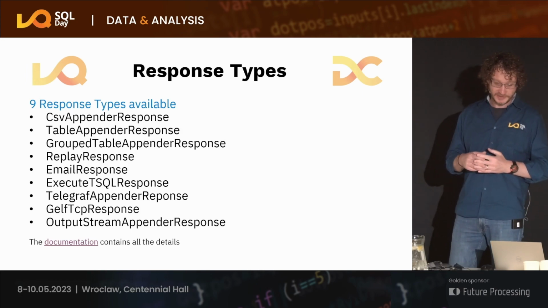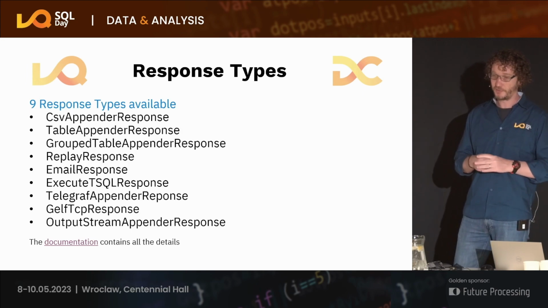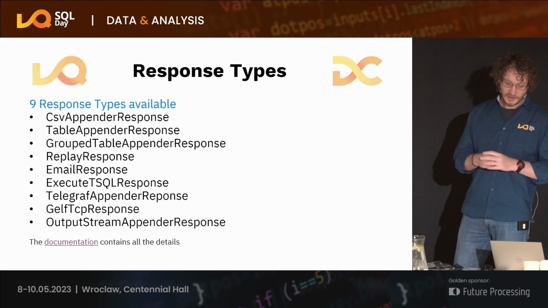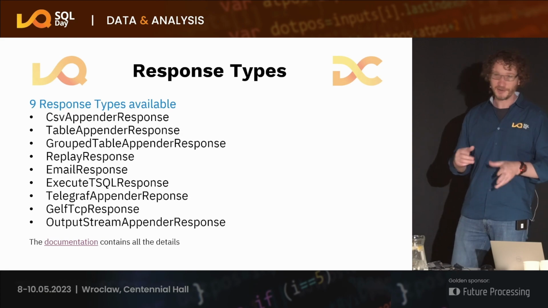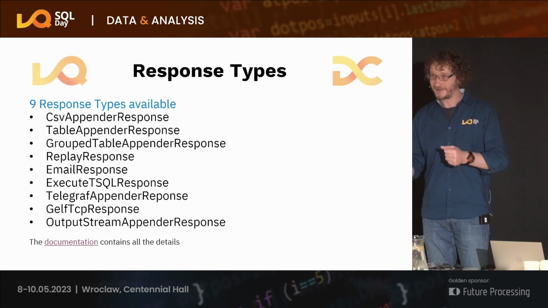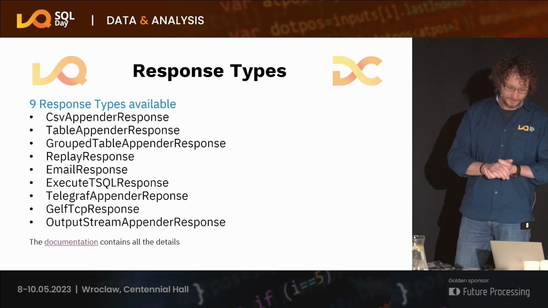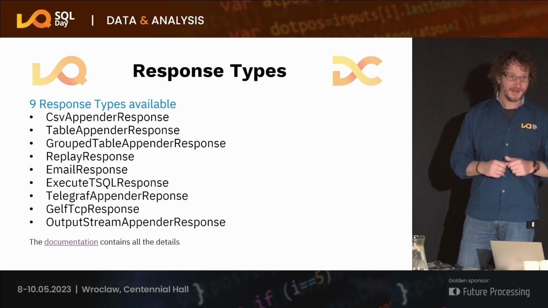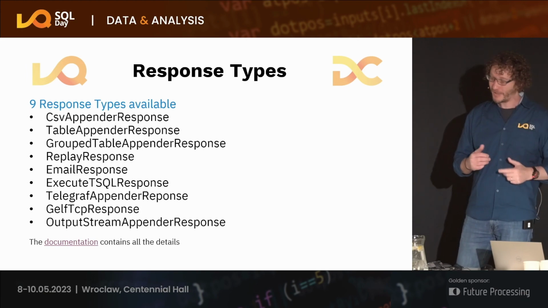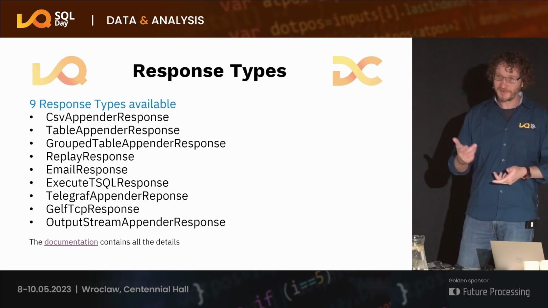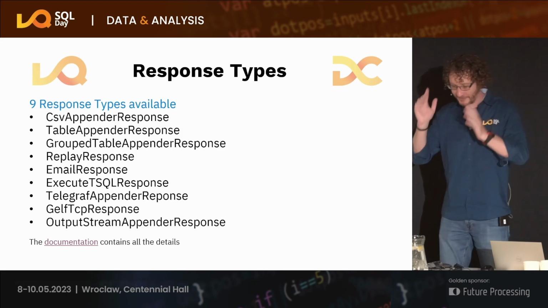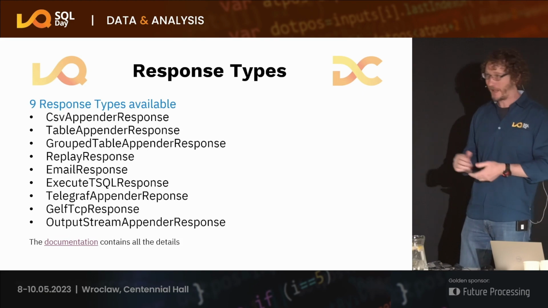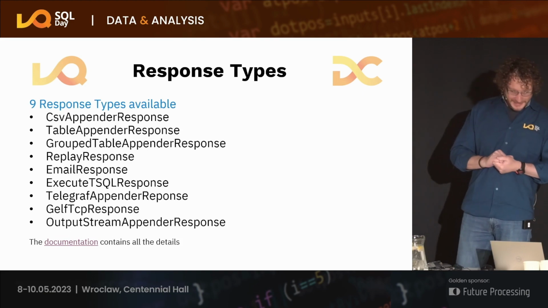And then we have the Graylog TCP response, which is used to write to, oh my god, I forgot the name of this database. It's a logging database, specialized for logging. I don't remember the name. No, it's a different one. It's log something. Graylog. It's bad to get older, you forget things.